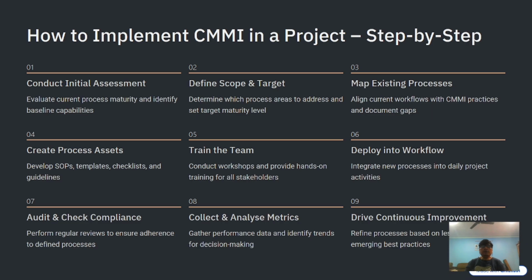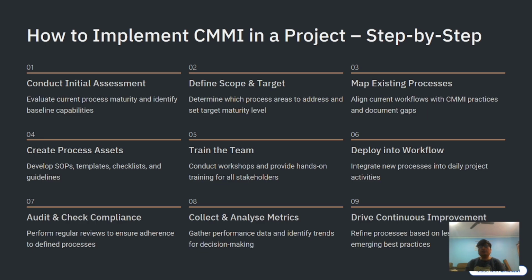How exactly can we do this? How exactly can we implement all this into the projects step by step? Conduct the initial assessment. Evaluate current process maturity. Identify baseline capabilities. Analyze the project first. Initial assessment is very necessary on the project. Define the scope and target. Determine which process areas to address and set target maturity.